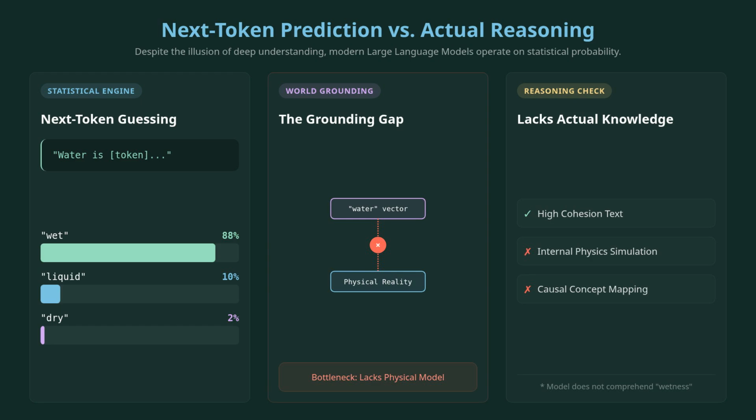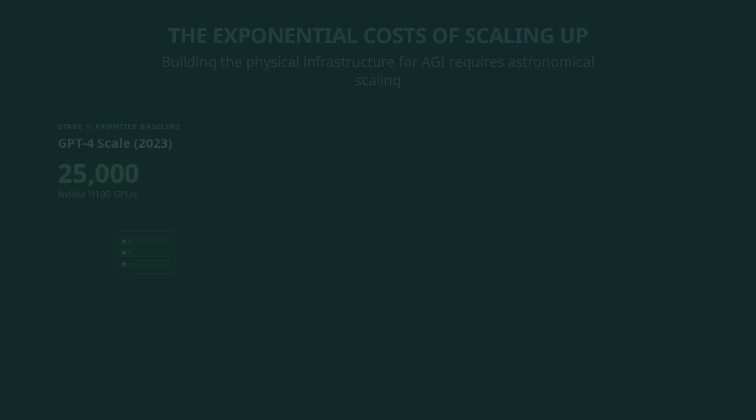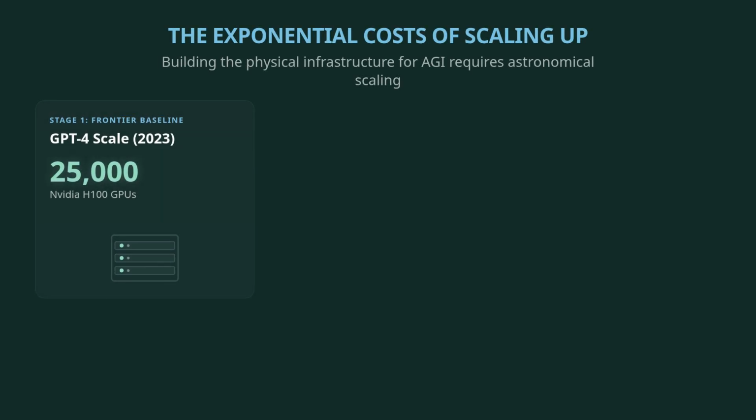To bridge the gap to true AGI, systems must transition from passive pattern recognition to active reasoning. They need to construct mental simulations of cause and effect, allowing them to plan multiple steps ahead before generating an action.